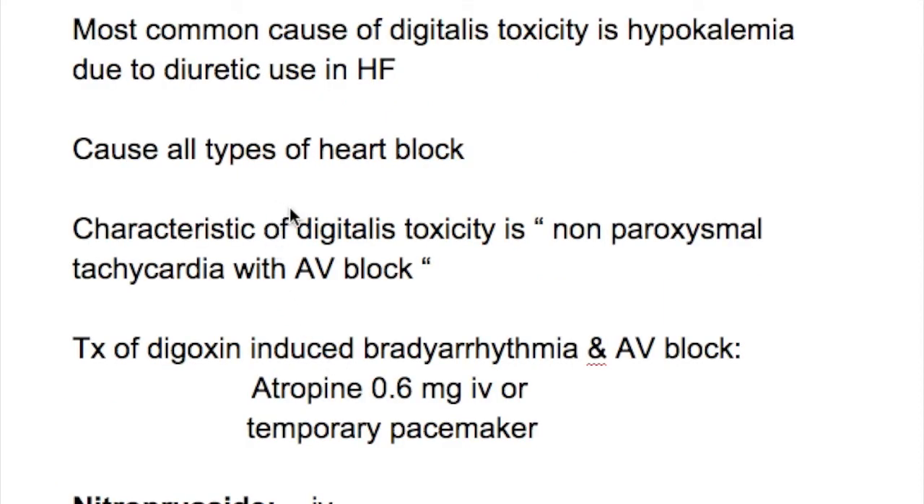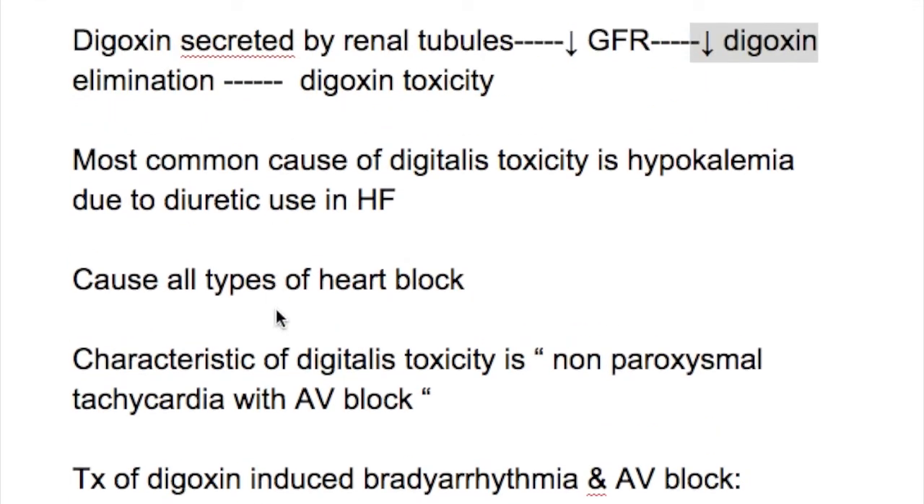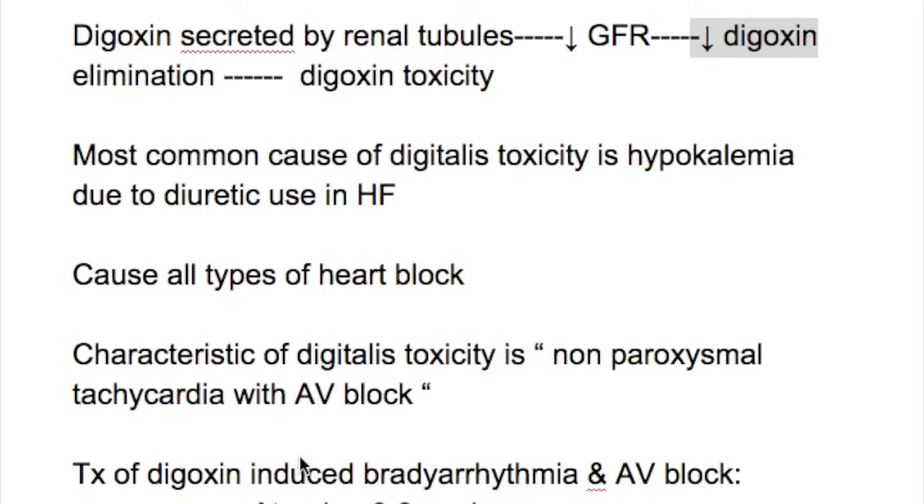What type of heart block does digoxin cause? Digoxin causes all types of heart block. But what is the characteristic heart block caused by digoxin? It causes non-paroxysmal atrial tachycardia with AV block. What is the treatment of digoxin-induced arrhythmia and AV block? Atropine 0.6 mg IV or a temporary pacemaker.